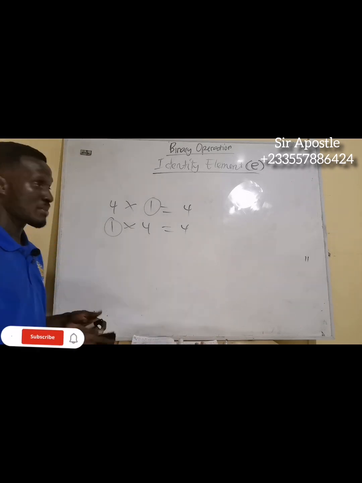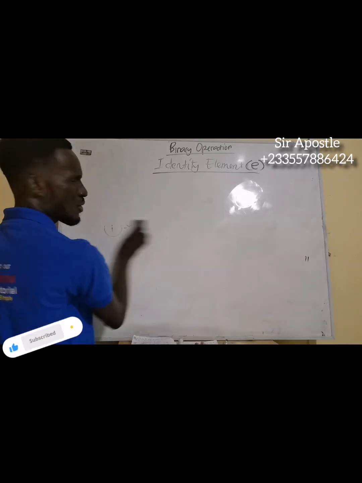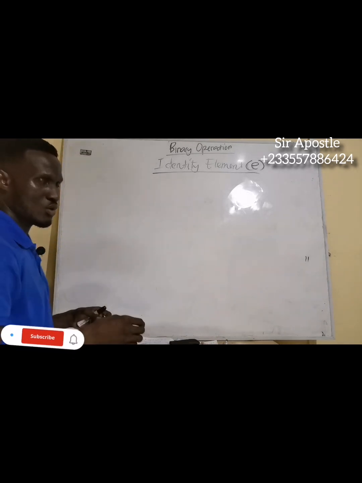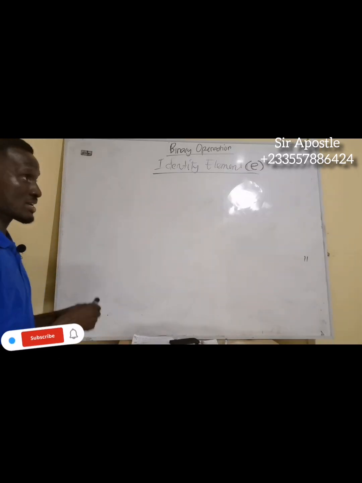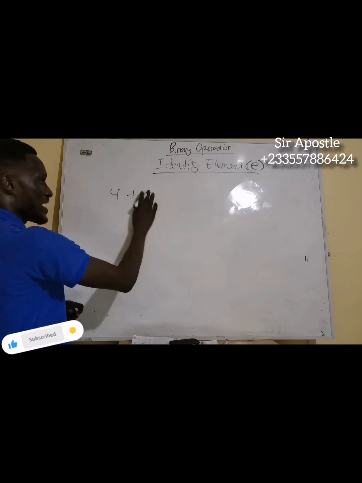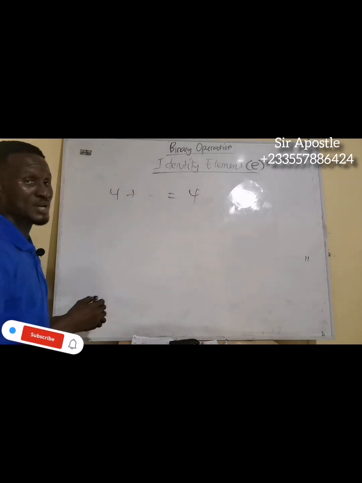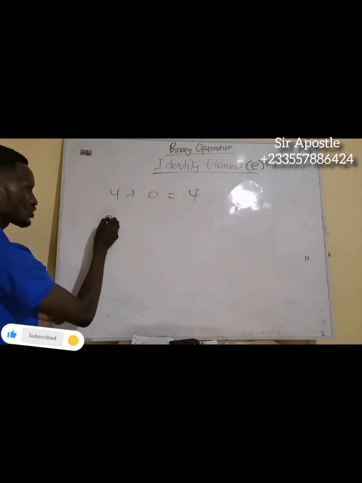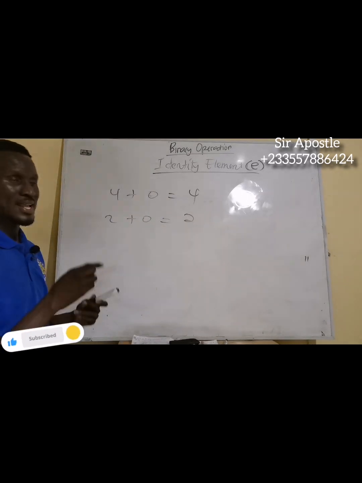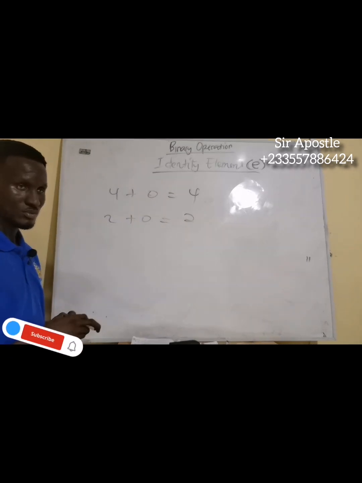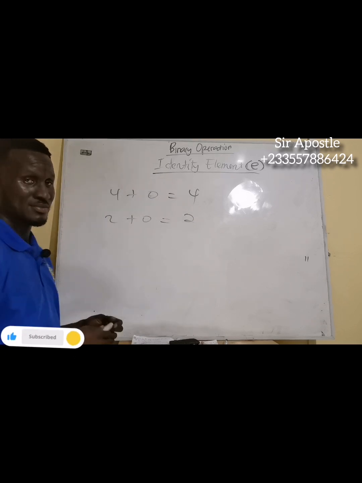Now, this is for multiplication. I will talk about the identity element for addition. We have a certain number, and when we add another number to it, we get the same number. What number is that? 4 plus that number gives me the same number, so the number is 0. 2 plus 0 gives me 2. So 0 is the identity for addition.